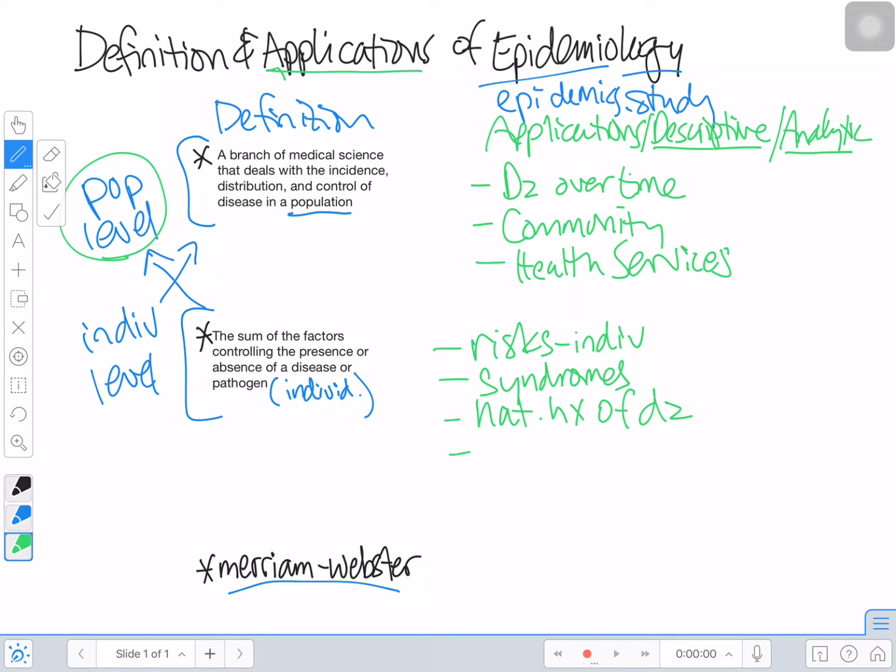And then we're also searching for causes. And in descriptive epidemiology, we're really trying to set up the hypotheses that we're thinking about causation. In analytic, we're then testing those hypotheses to see if those are indeed causes of that particular disease. So these are just some of the applications, kind of the big picture of what those are.